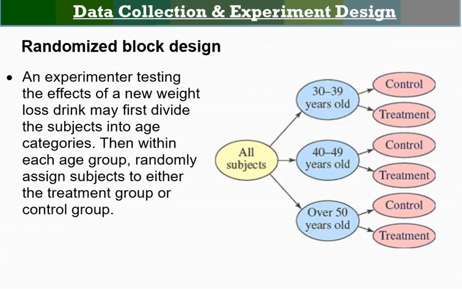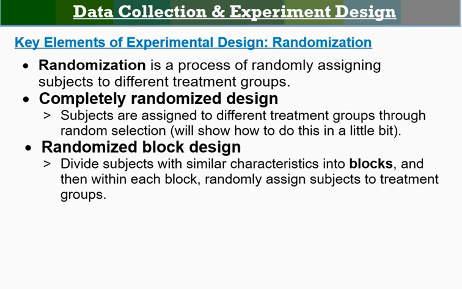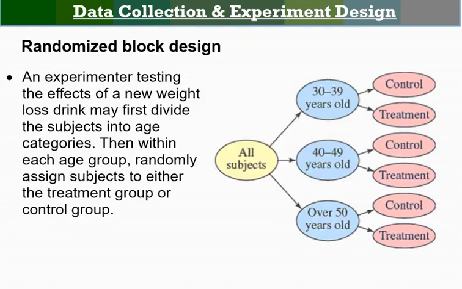A randomized block design is what we were talking about just in the last part. Just to give an example, I talked about how you can do age. So here's an example. An experimenter testing the effects of a new weight loss drink may first divide the subjects into age categories. So they divided them into those between 30 and 39, 40 and 49, and then over 50. Then within each of the age groups, they randomly assign subjects to either the treatment group or the control group.